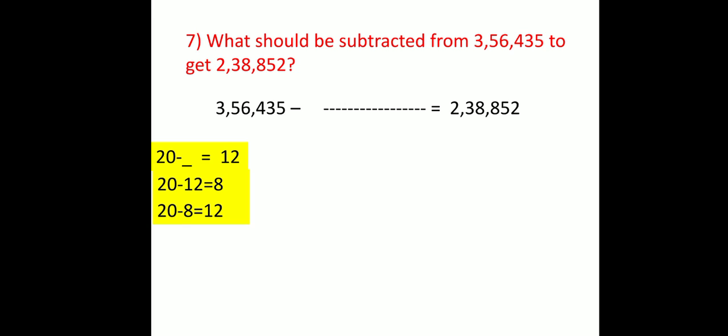So, here also 3,56,435 minus 2,38,852. Write the numbers in proper order. And then, put the minus symbol and start subtraction from the ones digit. Okay, what is the last number? 5. Then 5 minus 2, that is equal to 3. Next one, 3 minus 5. Is it possible, 3 minus 5?